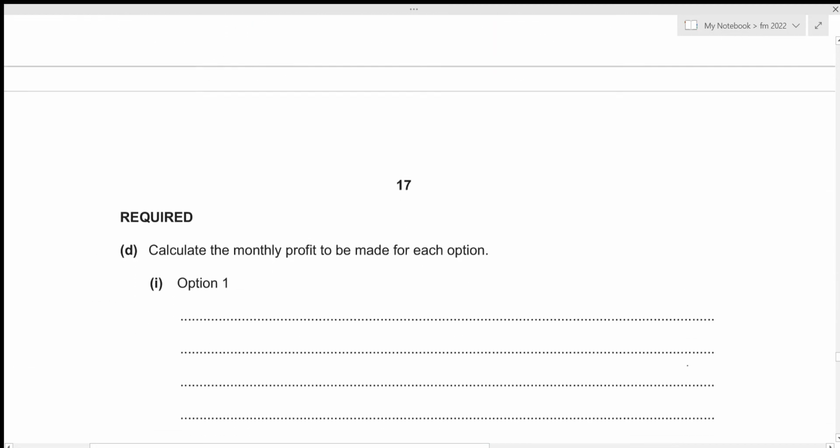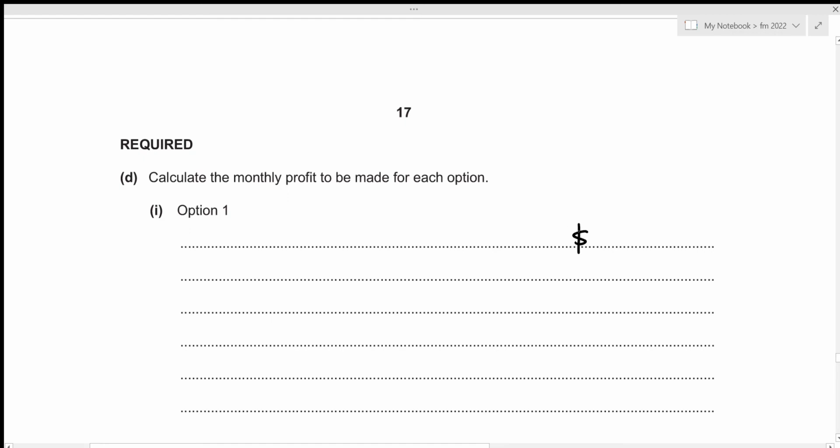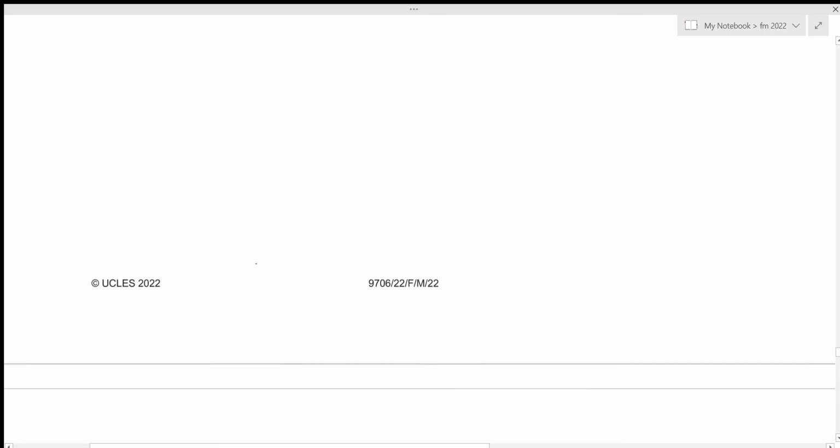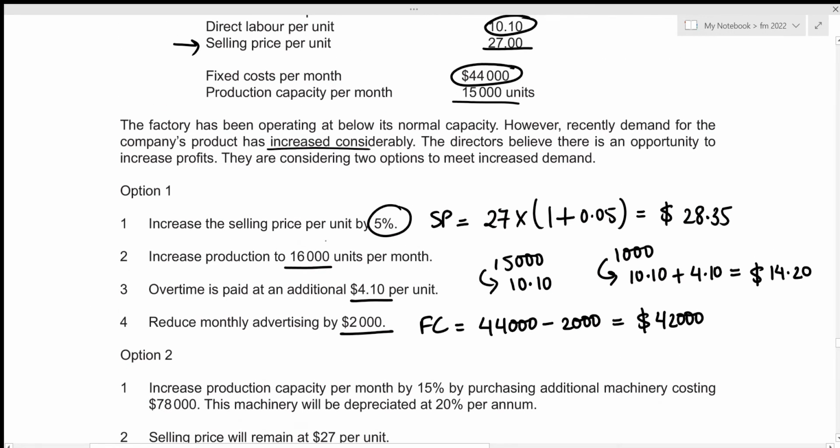Alright, so now based on these modifications, we need to figure out the profit for the month. Let's create a statement. Since we're trying to figure out the profit, we will be starting with revenue. We know that we will be producing 16,000 units, and under the marginal costing method, our assumption is that whatever units we produce, we will be selling. So the total revenue will be 16,000 times the selling price per unit, which we figured out to be 28.35. This gives the new total revenue under option 1 to have the value of 16,000 times 28.35, which is 453,600.